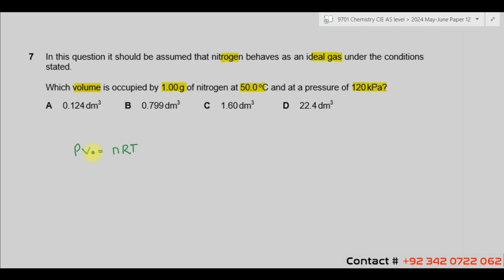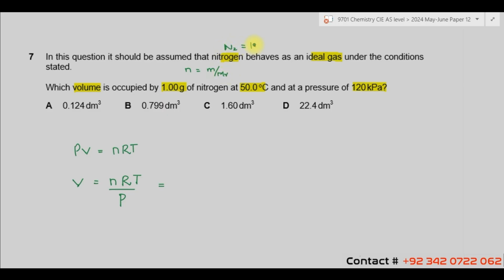nRT. V is the volume. So volume equals n, which is the number of moles, R the ideal gas constant, T the temperature in Kelvin, divided by P, the pressure in pascals. Let's put in values. So n is the number of moles. Let's find the moles of nitrogen. We have 1 gram. Moles is mass in grams divided by Mr.